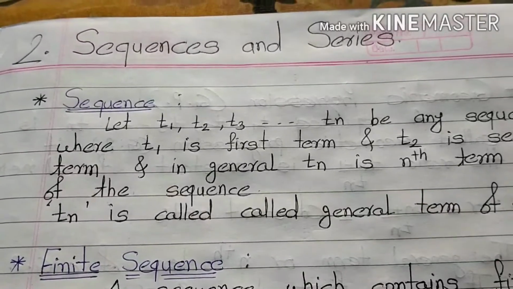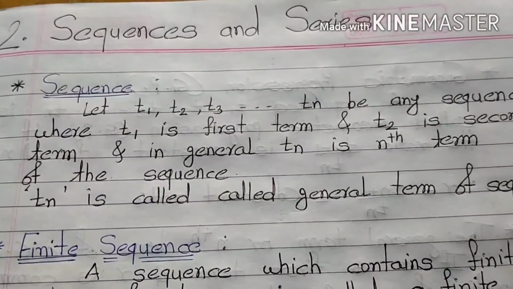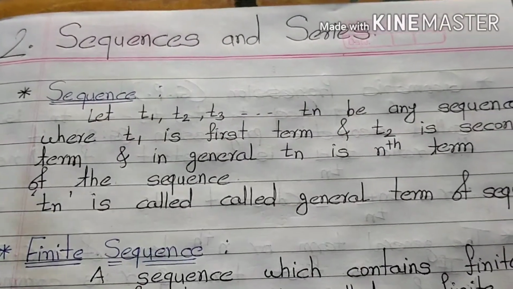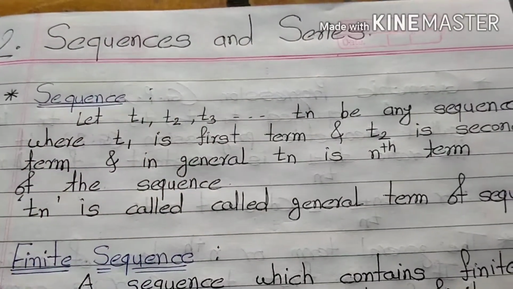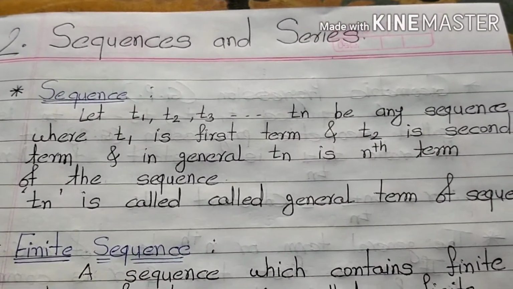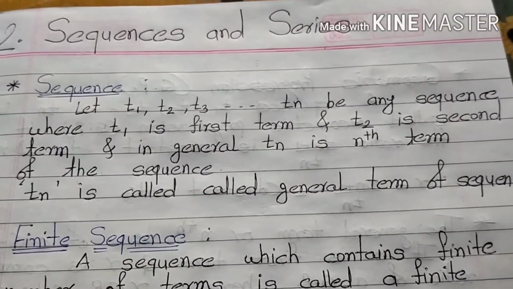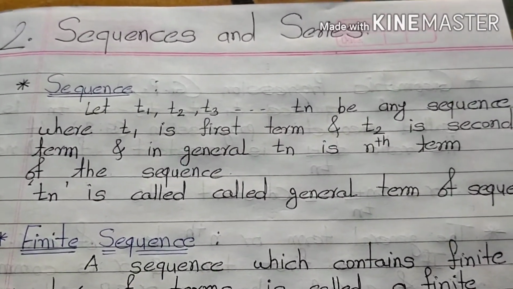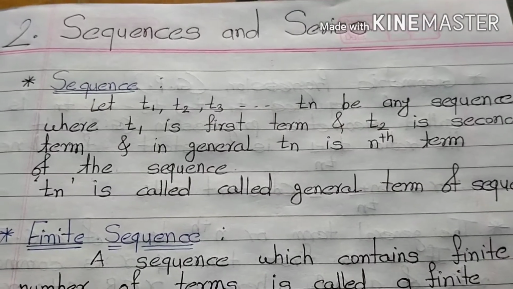Good morning, students. Today we start a new chapter, sequence and series. So let us see first what is a sequence. A sequence is a collection of numbers arranged in definite order and obtained in succession according to some definite rule.